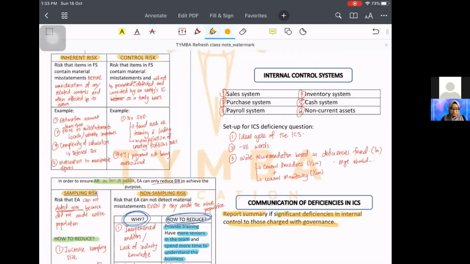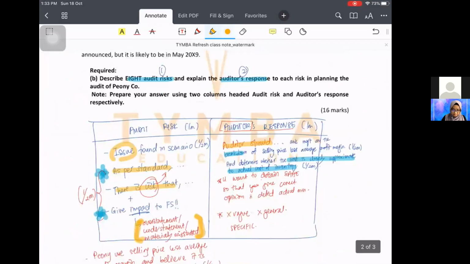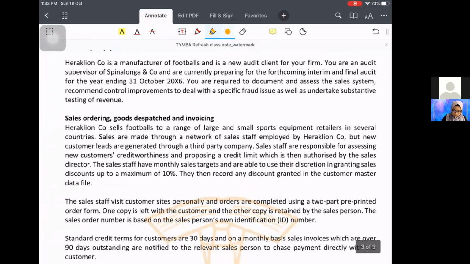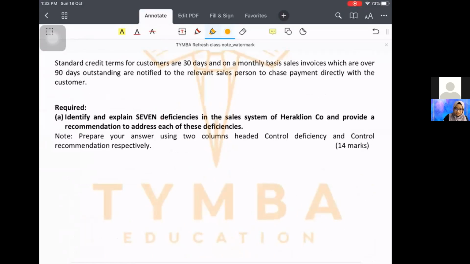Okay, so let's just do one question before we go to Q&A. Alright, so the question: identify and explain 7 deficiencies in the sales system and provide a recommendation to address each of these deficiencies. So the question's favorite is 7 and above, so don't hope for 5 to 6 deficiencies or 5 to 6 audit risks. Quite slim. The chances to get 5 to 6 deficiencies are no longer applicable. So we need to focus on 7 and above.